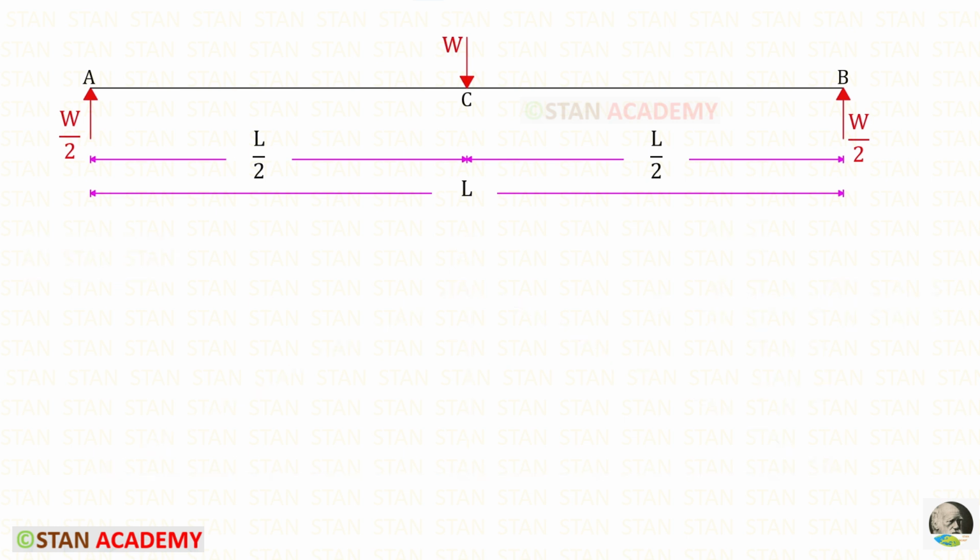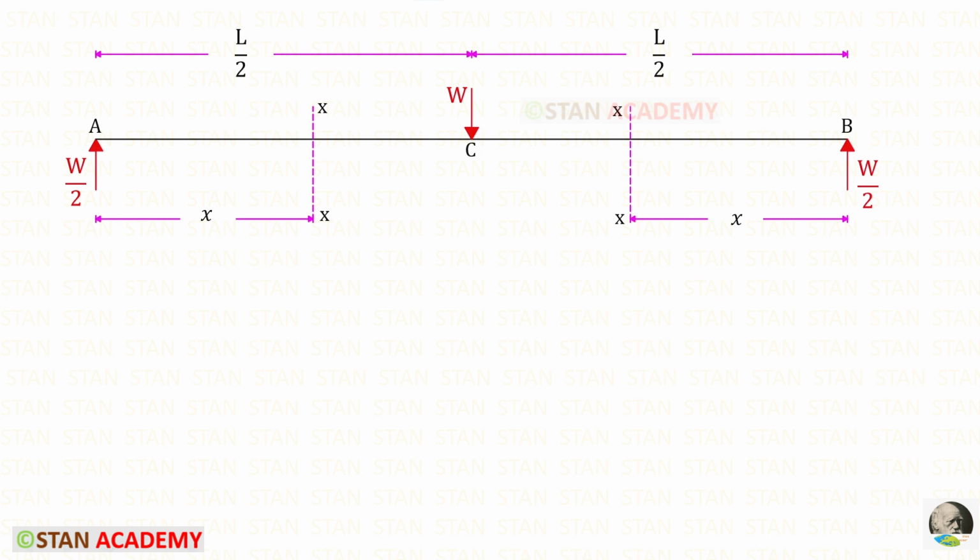Alternatively, using Macaulay's method, we can find the slope and deflection at any point of this beam. In this beam, there are two different parts, AC and CB. So we have to make two sections, one in AC and one in CB. You can see that I have made two sections, this section at a distance of x from the point A and this section at a distance of x from the point B. We need to find the moments about the sections.